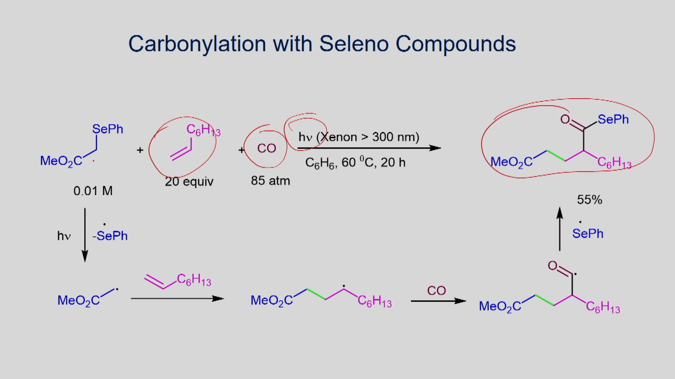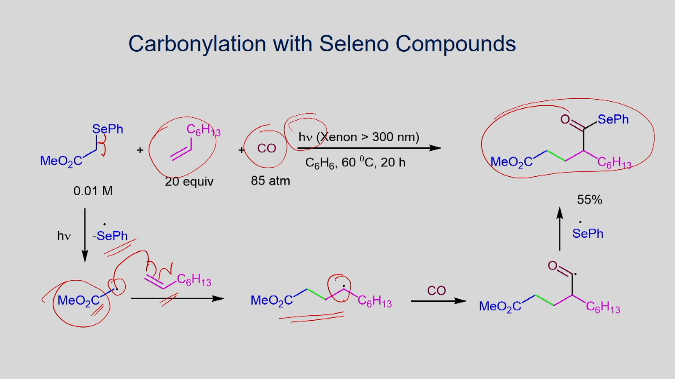If you look at here, we have the seleno compound, in which, as we have seen, this carbon-selenium bond is weak, which can readily undergo homolytic cleavage in the presence of light, and you can form this radical. This carbon-centered radical can be stabilized by this ester group. This radical can undergo addition reaction with this alkene, and you will end up with a secondary radical.